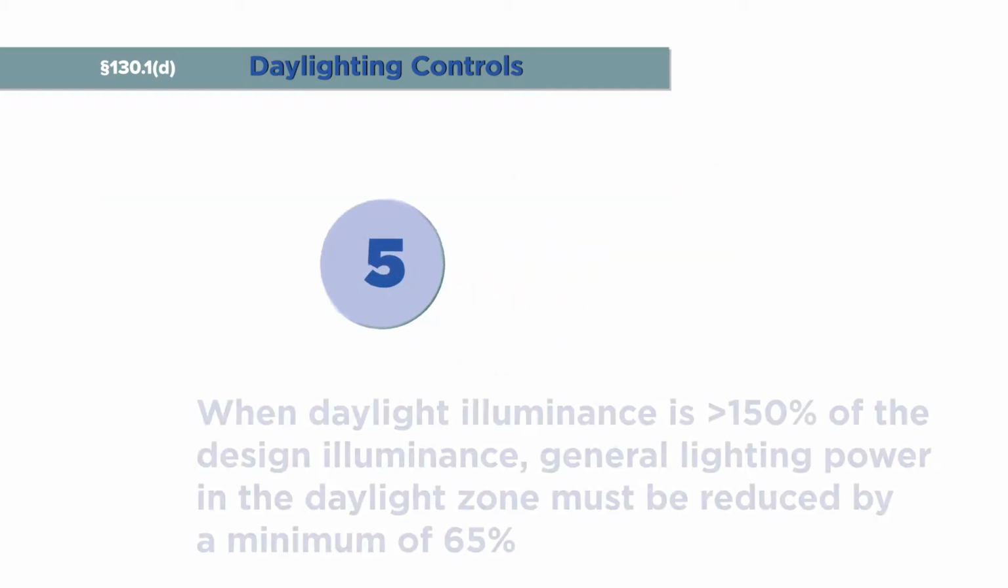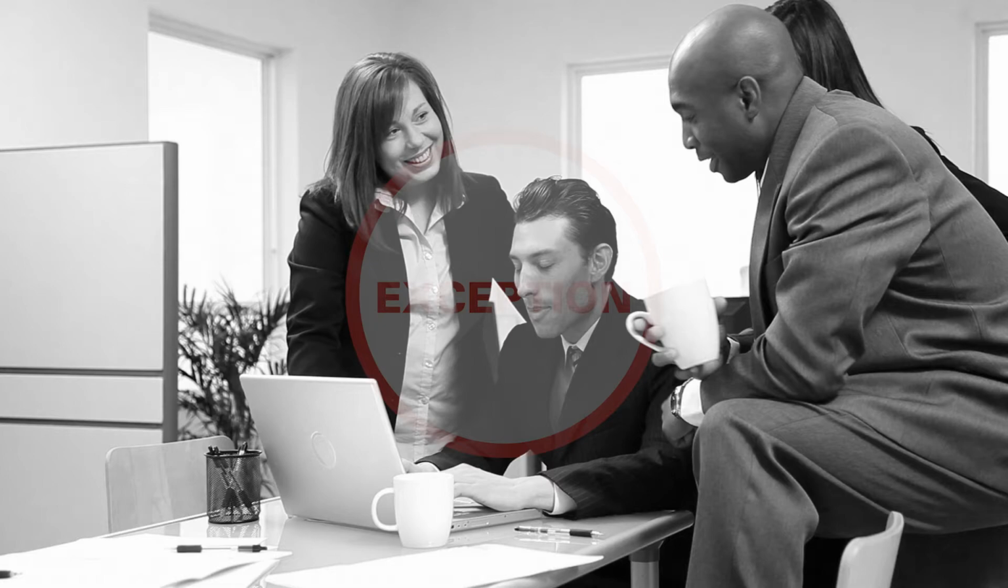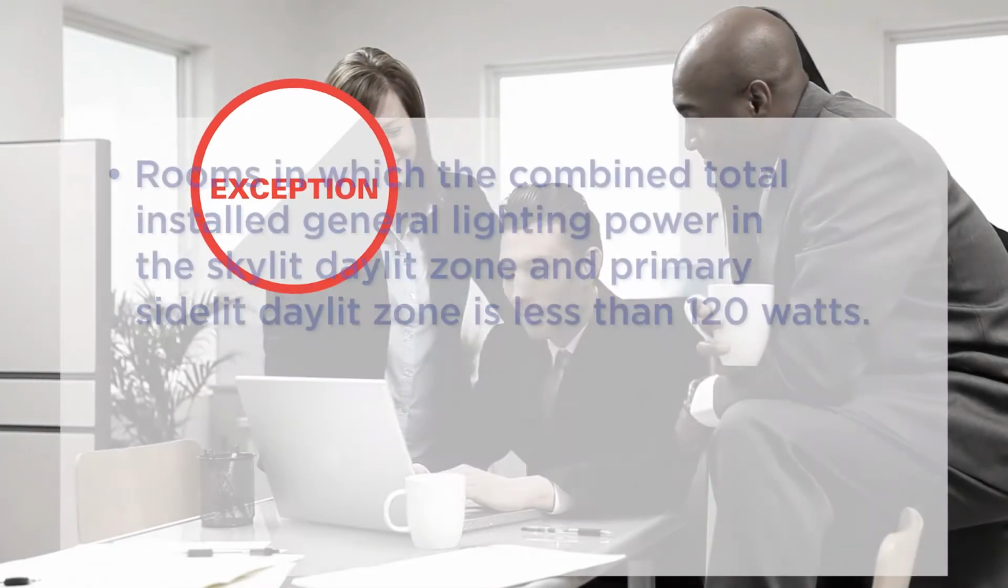In areas with daylight-controlled lighting, when daylight illuminance is greater than 150% of the design illuminance received from the general lighting system at full power, the general lighting power in that daylight zone must be reduced by a minimum of 65%. There are exceptions to the requirements.